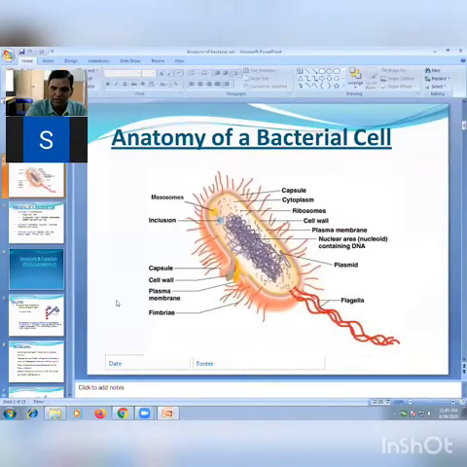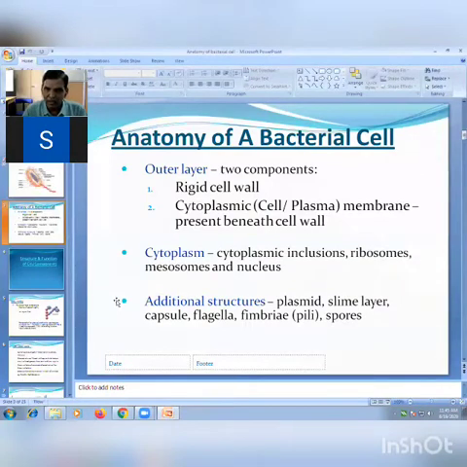So we'll see one by one. In the outer layer, two components are there, the rigid cell wall. Generally, in maximum bacteria, the cell wall is the outermost component. Only a few exceptions are there, like the mycoplasma. Mycoplasma is a cell wall-less bacteria, or PPLO group, Pleuropneumonia-like organism. In that also, the cell wall is absent. Other than these two, in all bacteria the cell wall is the outermost covering.